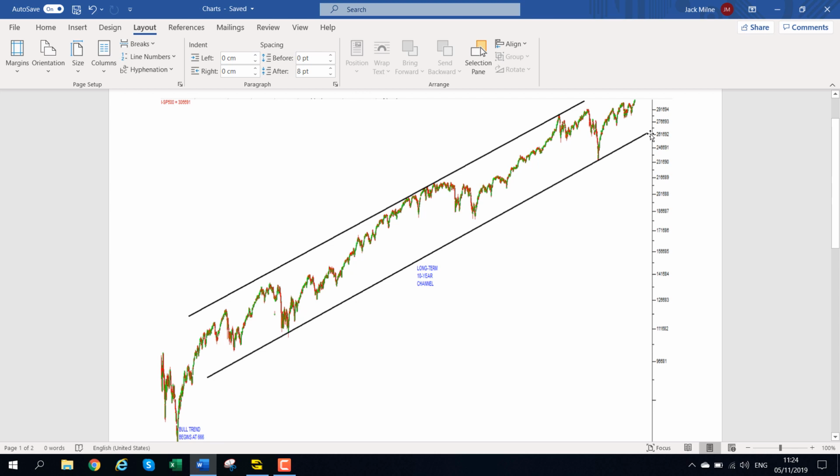Here you can see the long-term channel lines within which it's been operating. And during that time, there have been 4 major corrections. This one here, the second one there, the third one here, and then, of course, this 4th one, which is Donald Trump's correction caused by the trade war that he initiated with China and other countries.